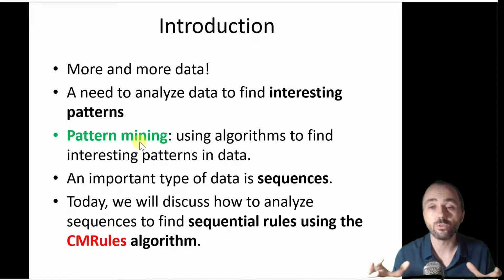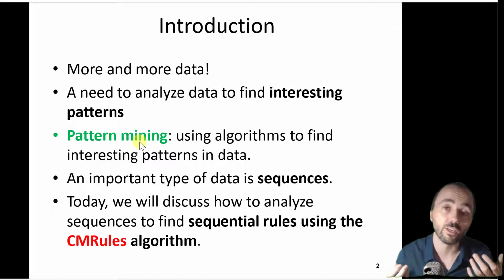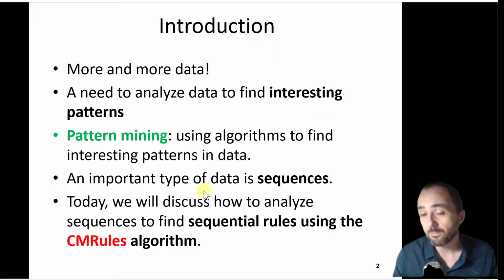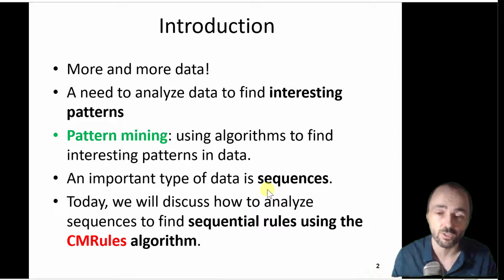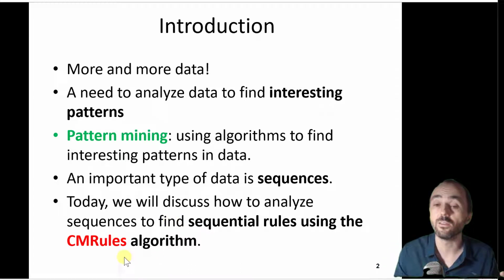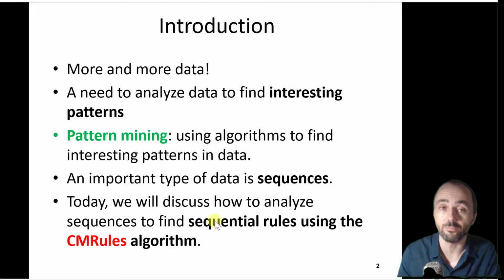The idea is to use algorithms to analyze the data and find patterns that we think are interesting, that will meet some constraints. An important type of data that we can analyze, there are many types like graphs, sequences, and so on. But one important type that I will talk about today is sequences. So today I will explain how to analyze sequences to find patterns we call sequential rules, and I will explain a little bit how one algorithm works, called the CMRules algorithm.